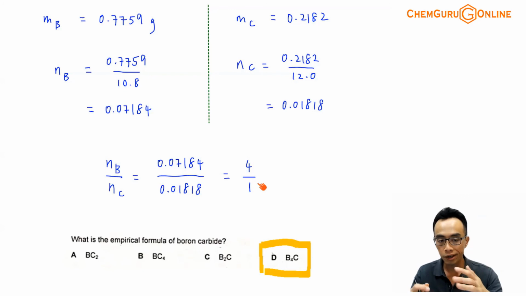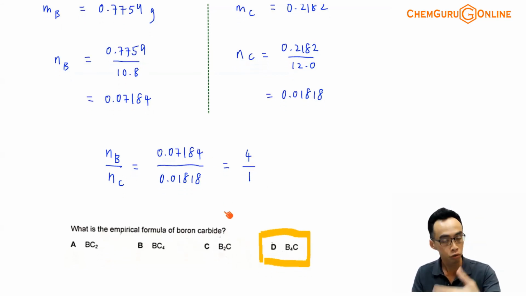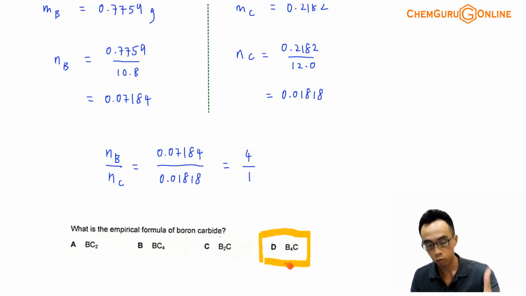1. So it means that inside this sample of boron carbide, I have 4 times more boron than carbon. And the empirical formula for boron carbide should also reflect that. So in this case, if I consider option D, the empirical formula is B4C, which means that I have 4 boron to every carbon, alright? So which works out very nicely. It tells me that the mole ratio for B to carbon is 4:1. I have 4 times more boron than carbon.